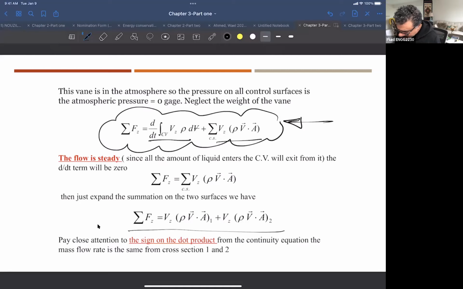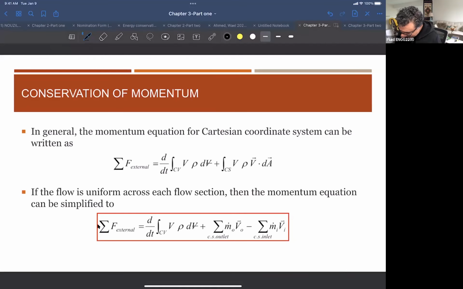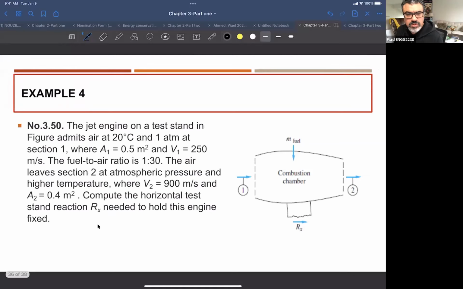So you see here, if you have only two surfaces, in and out, they are going to be 1 and 2. So I can now write the equation in general as external forces equal to the unsteady term plus the term that is crossing the control surface, out minus in. Okay, let's solve a problem on this. We can appreciate the complexity of these types of problems.